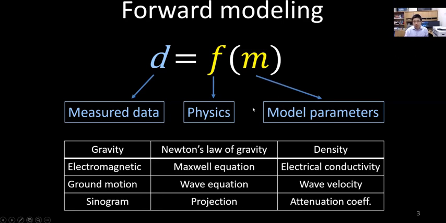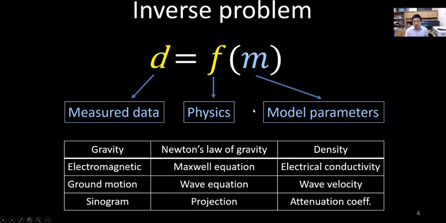In geophysics, we are more interested in the inverse problem, in which we have collected some data, measured data d, and we also assume that we know the physics well enough, and we want to estimate the model parameters. So this is called the inverse problem. Many of the problems that we are dealing with in geophysics can be summarized by this equation here, where we know d and F, and we want to estimate m.